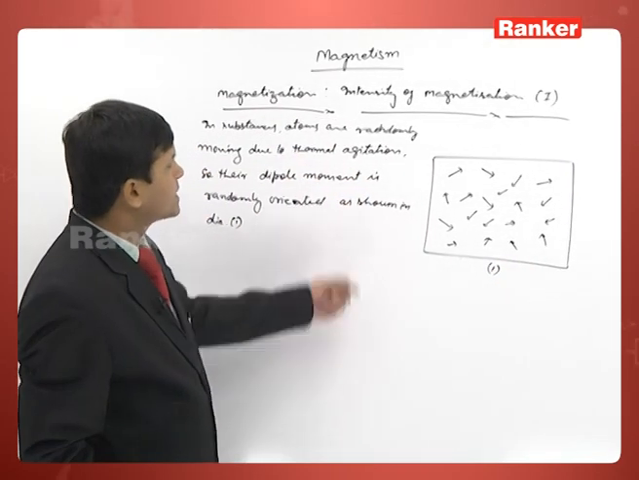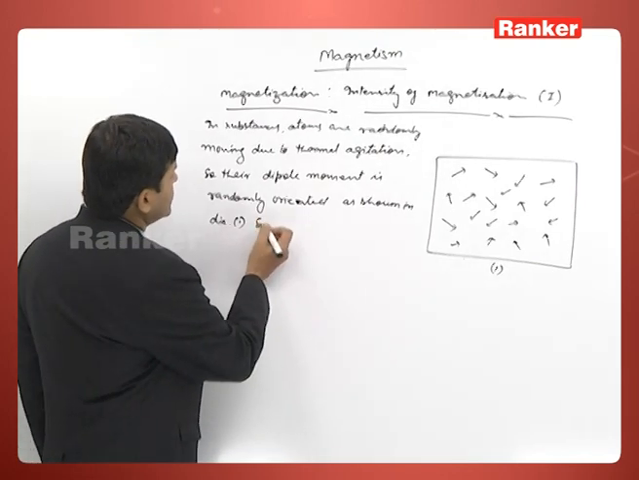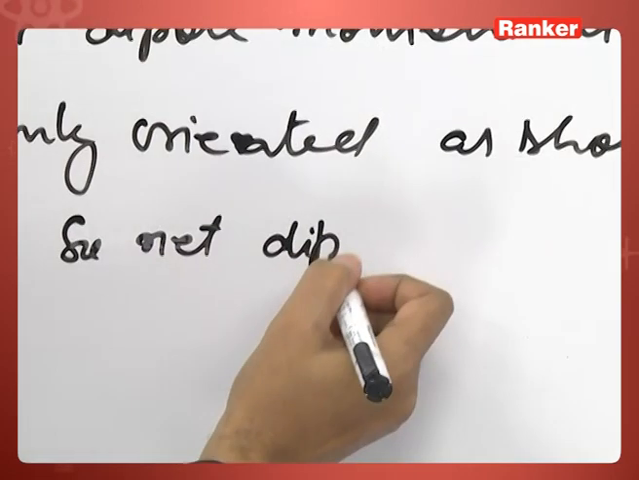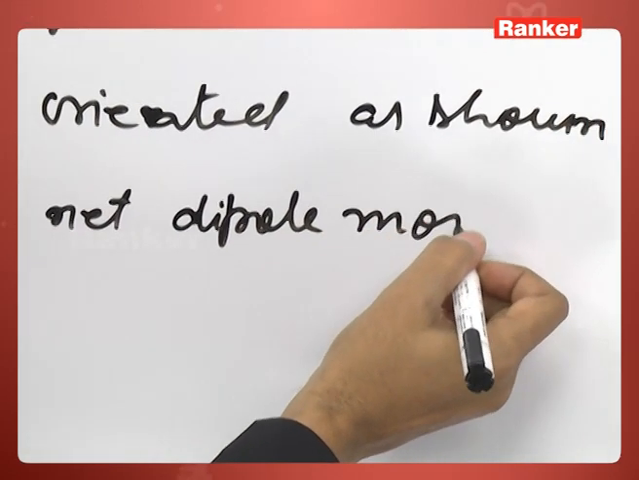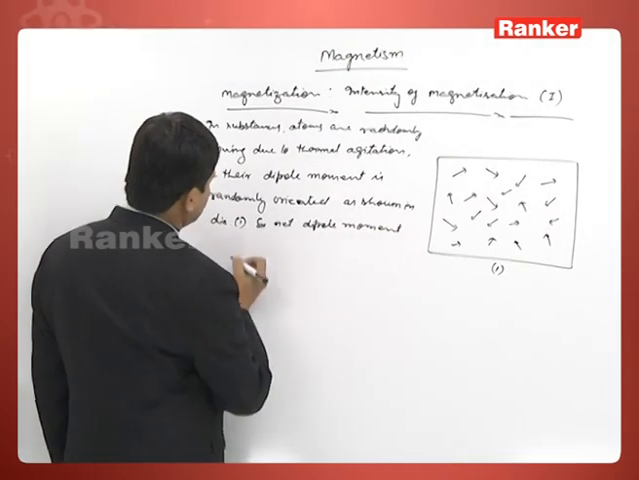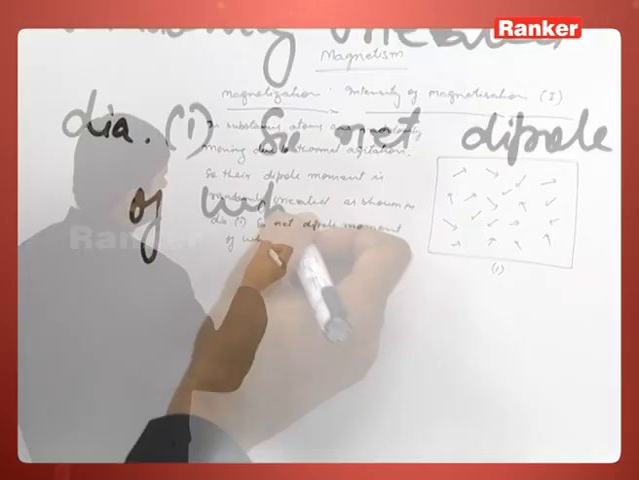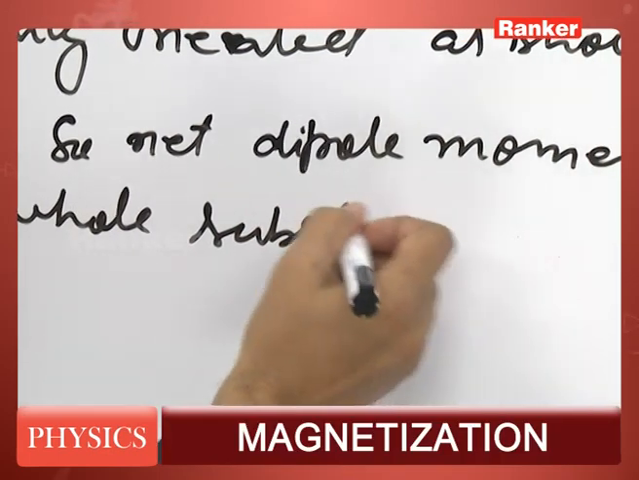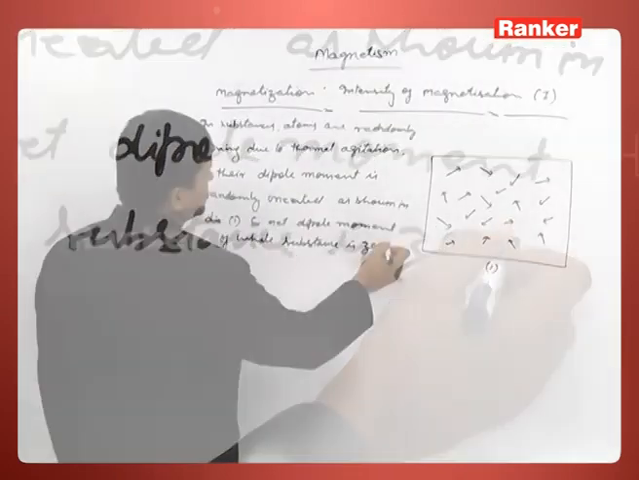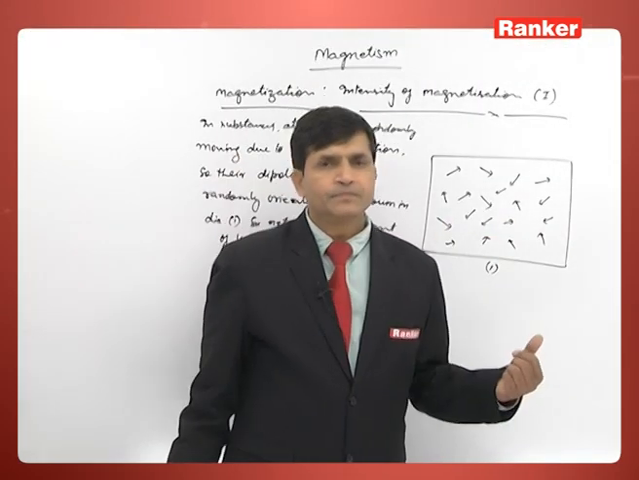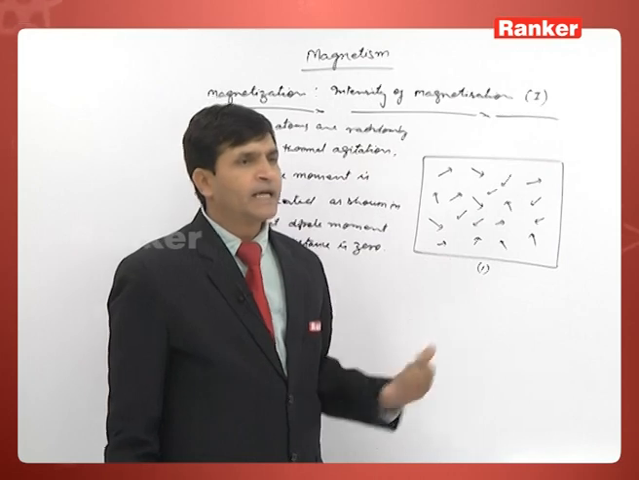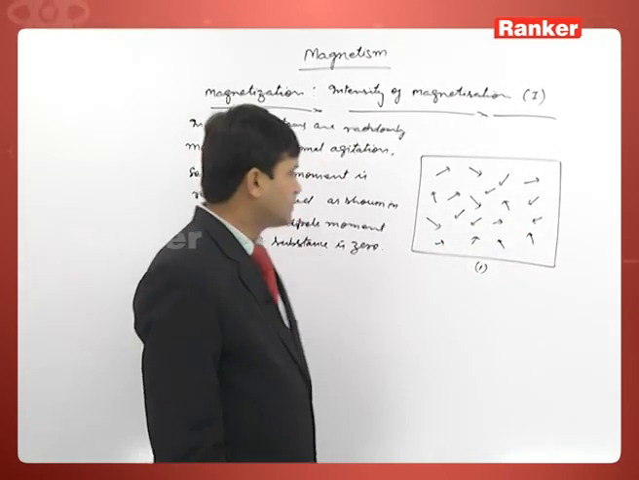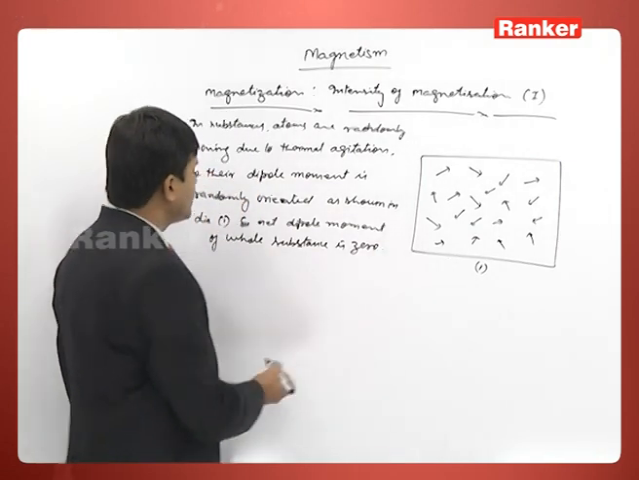So randomly oriented. So net dipole moment of whole substance is 0. Since it is a vector quantity and these dipole moments are randomly oriented, the net dipole moment of the whole system is 0.